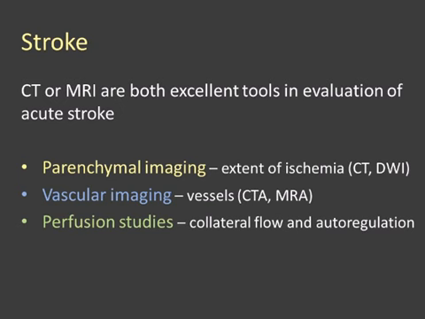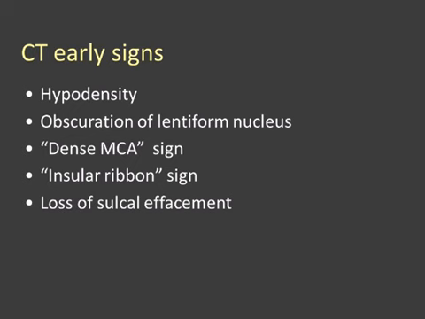What we do, we have 3 possibilities. We have parenchymal imaging, we have vascular imaging, and perfusion studies. All 3 of them will give you different information. Parenchymal image will show you the extent of ischemia, either with CT or with diffusion. Vascular image will show you which vessel is occluded, by means of CTA or MRA. And finally, perfusion studies, regardless if you use CT perfusion or MR perfusion, will show you how is the collateral flow.